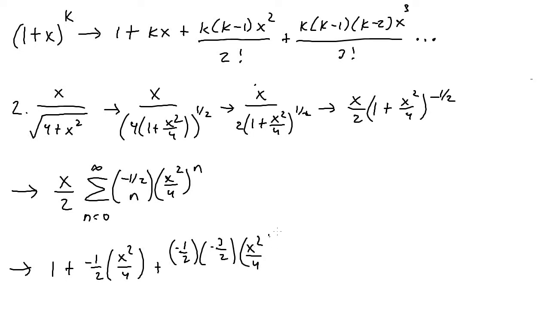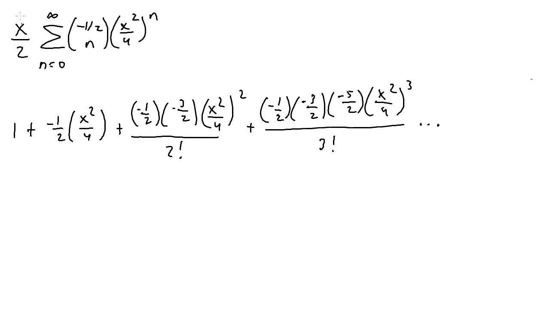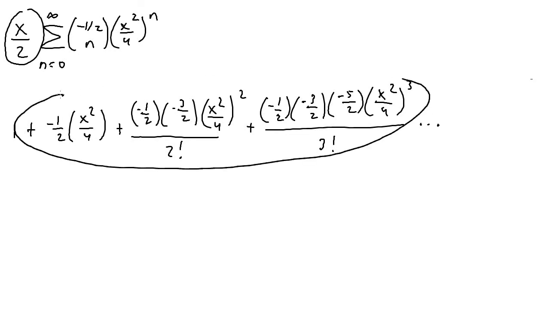Now the entire thing is squared this time, over 2 factorial, and then plus negative 1/2 times negative 3/2 times k minus 2, which is negative 5/2, times x squared over 4 to the 3rd power over 3 factorial, and so forth. Now don't forget that we do have x over 2 outside of the series, so once I simplify this entire thing, I'll multiply the entire thing by x over 2.